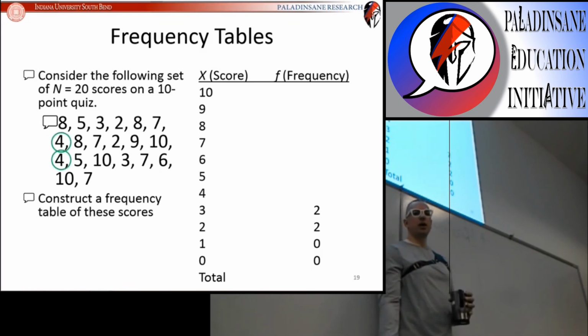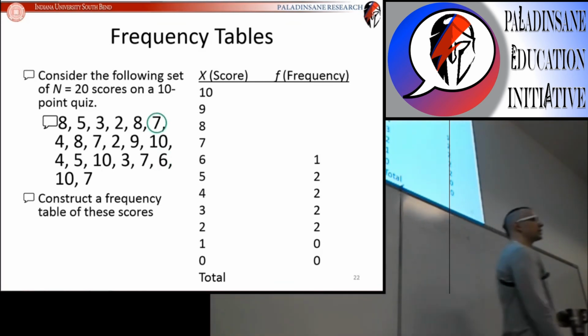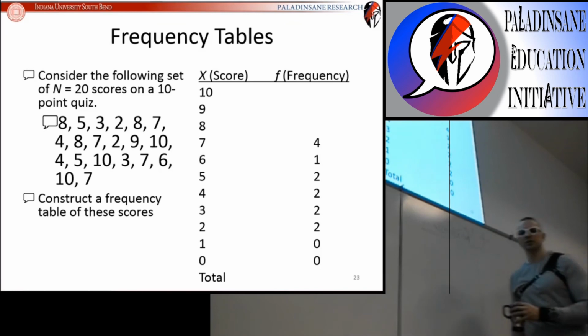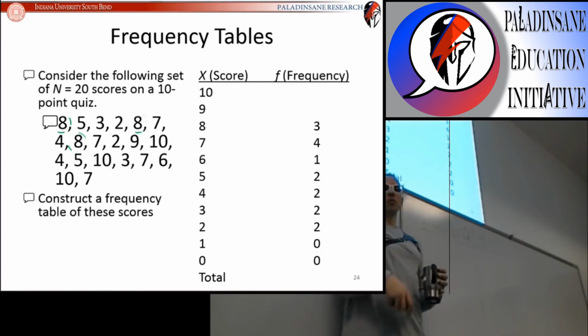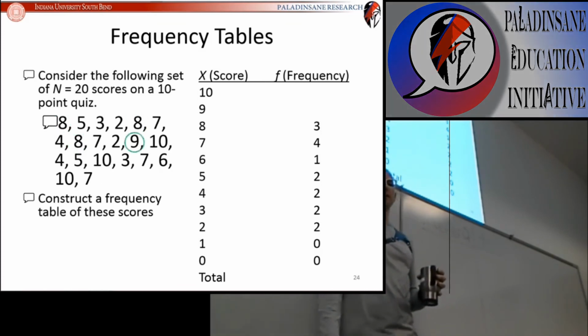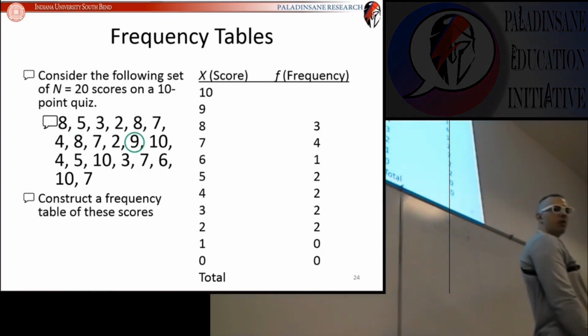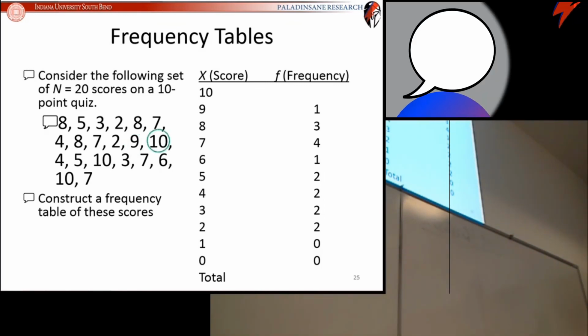We would continue on with a score of 5. 5 has a frequency of 2. We would continue on with scores of 6. There's only one person that scored a 6 out of 10, so it has a frequency of 1. We got 1, 2, 3, 4 people that scored 7 out of 10, so it's got a frequency of 4. Then we got 1, 2, 3 individuals that scored 8 out of 10, and that's got a frequency of 3. We got one individual that scored 9 out of 10, so that has a frequency of 1. And then we got 1, 2, 3 individuals that scored 10 out of 10.